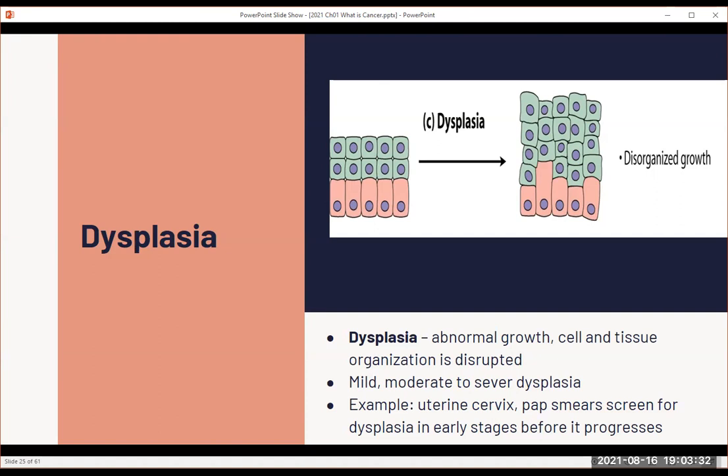And in the world of uterine cancer or cervical cancer, when pap smears are done and the tissue is examined, this is where dysplasia could be picked up very early and kind of taken care of before it progresses into a tumor.